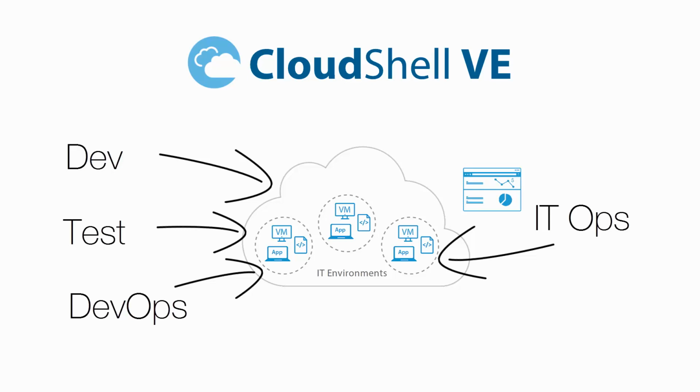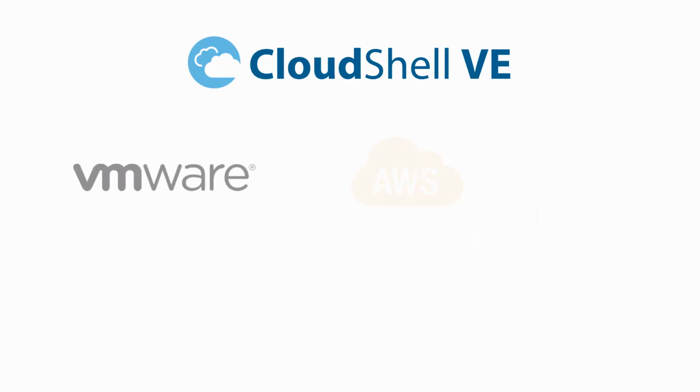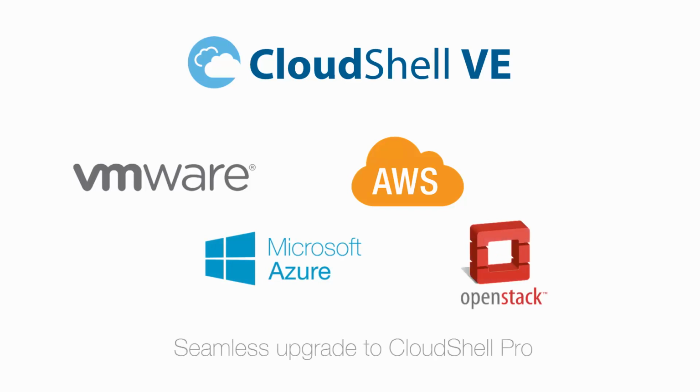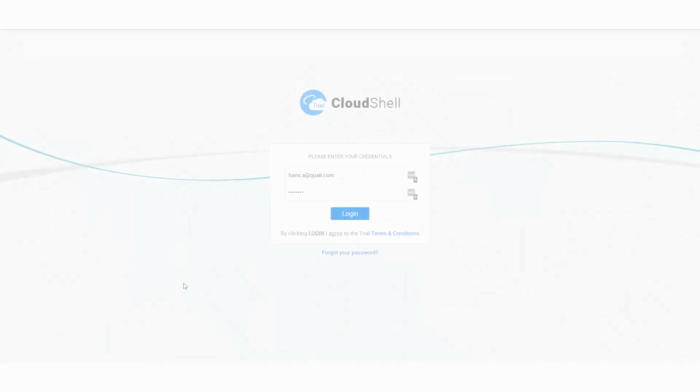CloudShell VE is specifically tailored towards cloud and virtualized environments supporting VMware, AWS, Azure, and OpenStack. Support for bare metal and hybrid cloud is available with a seamless upgrade to Quali's flagship product, CloudShell Pro. Let's take a look at how easy it is to model, publish, and deploy IT environments with CloudShell VE.